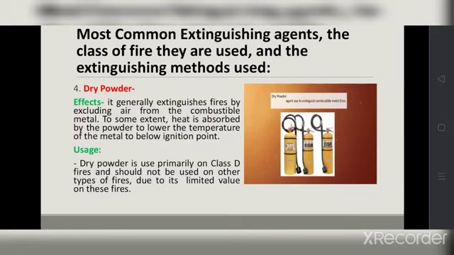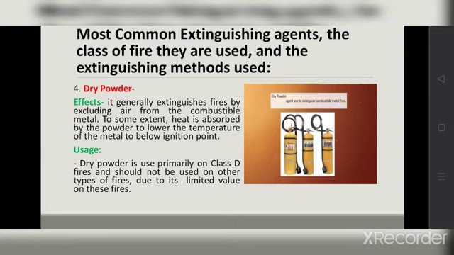Effects. It generally extinguishes fires by excluding air from the combustible metal. To some extent, heat is absorbed by the powder to lower the temperature of the metal to below ignition point. So it also excludes air. Next, usage. Dry powder is used primarily on class D fires.